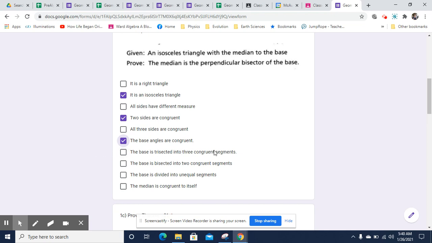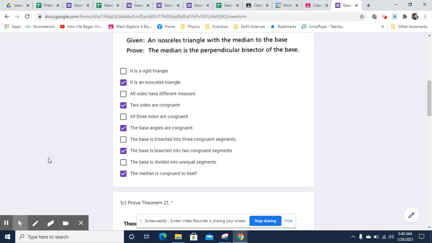The base is trisected into 3 congruent segments. Well, we are not trisecting the base, so nope. The base is bisected into 2 congruent segments. The base is divided into unequal segments. Well, the definition of a median tells us it's bisected into 2 congruent parts. And then the median is congruent to itself. Okay, that is true by the reflexive property.